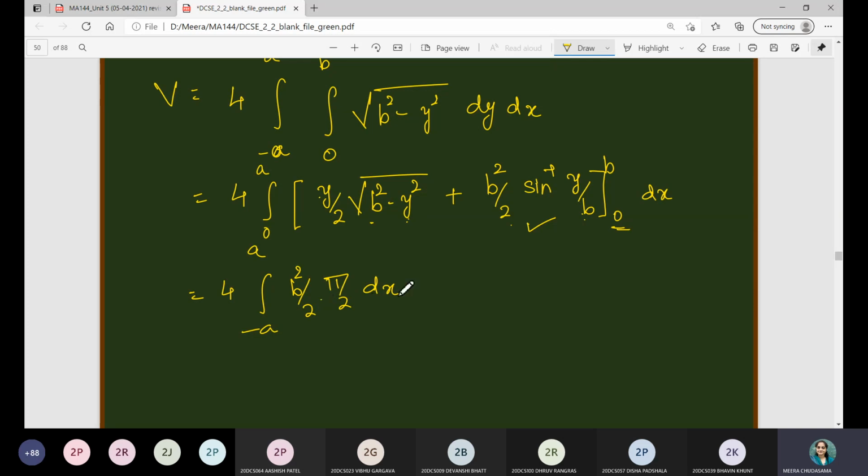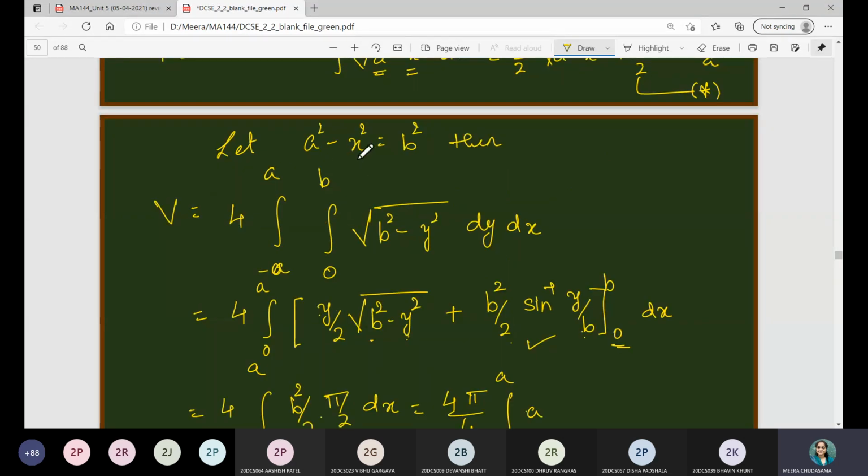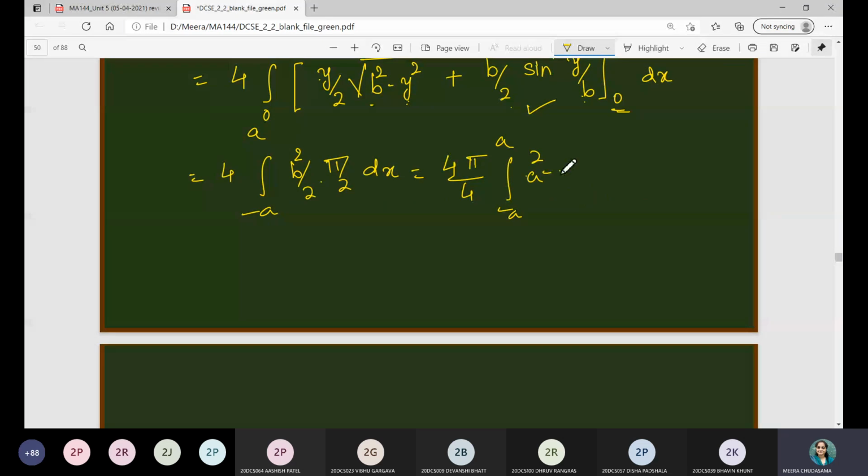Now we can substitute the value of b square. Now you can see that I can take 4 pi upon 4, from minus a to a. What is b square? B square is nothing but what we have chosen over here, a square minus x square. So a square minus x square as it is, and then dx. You can see further, if the integrand is considered as a function of x, then f of minus x will not be affected because the term containing x is x square.